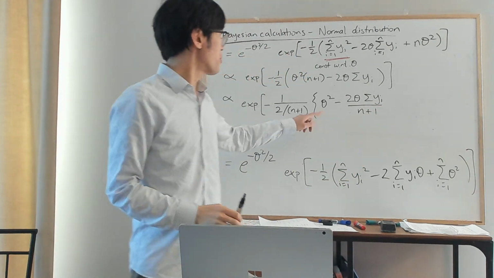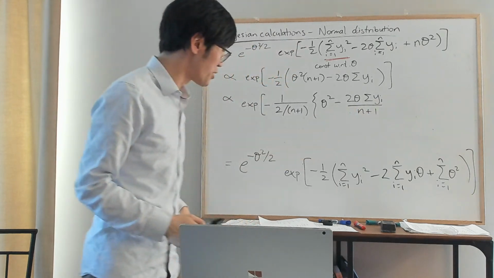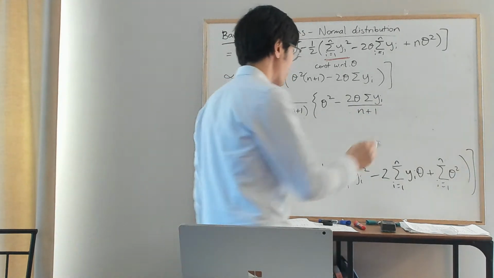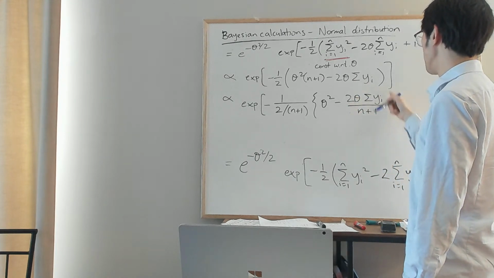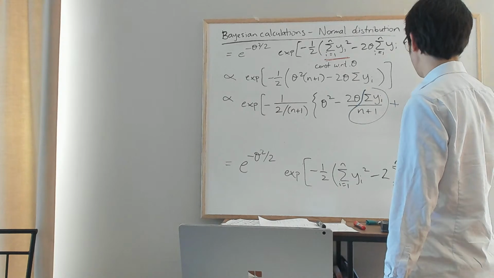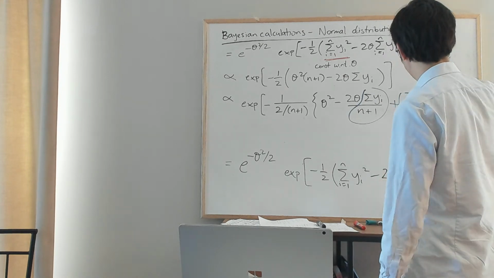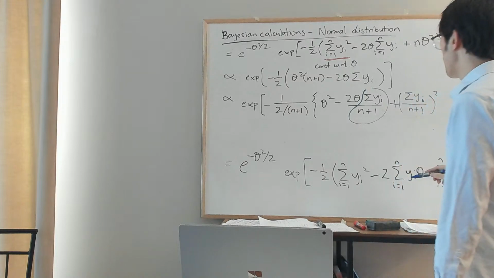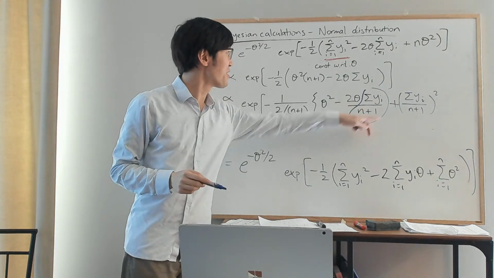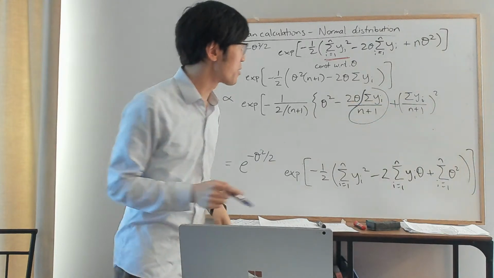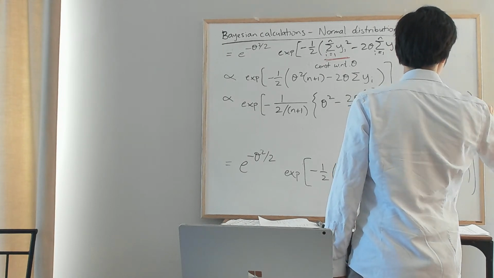Now complete the square. This is like a squared minus 2ab, so we need to put b squared and then subtract the b squared. This is 2ab, so b is this piece. We need to put summation yi over n plus 1 squared here. I've got to balance it out, so I have to add and subtract the same thing. So let's subtract, get it back off.